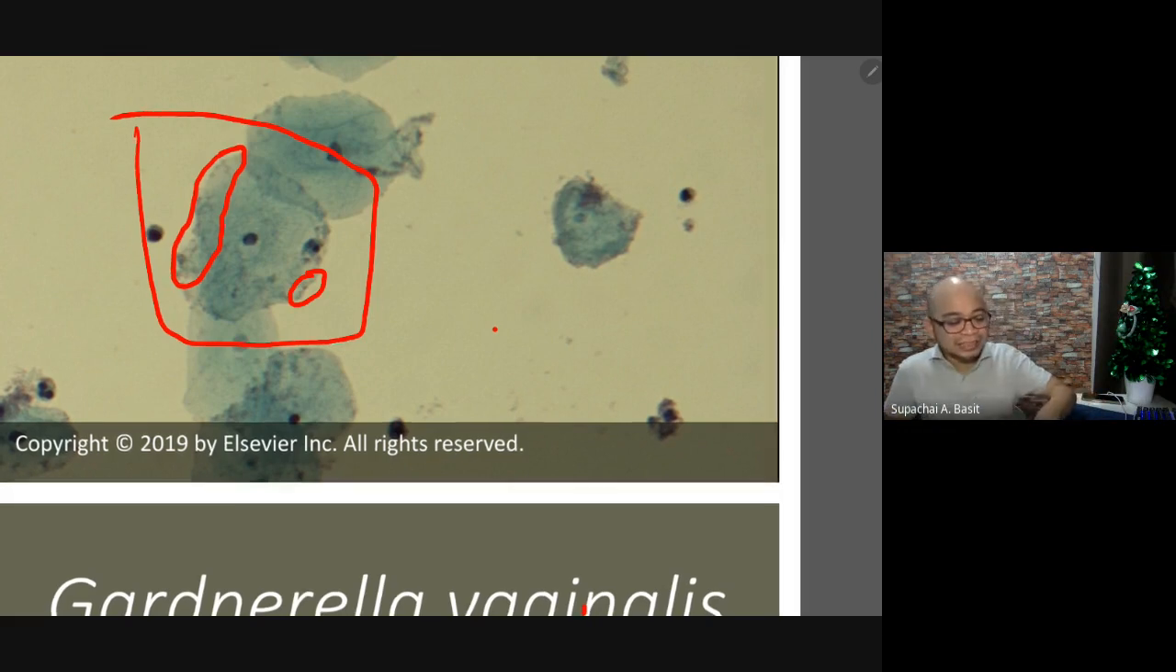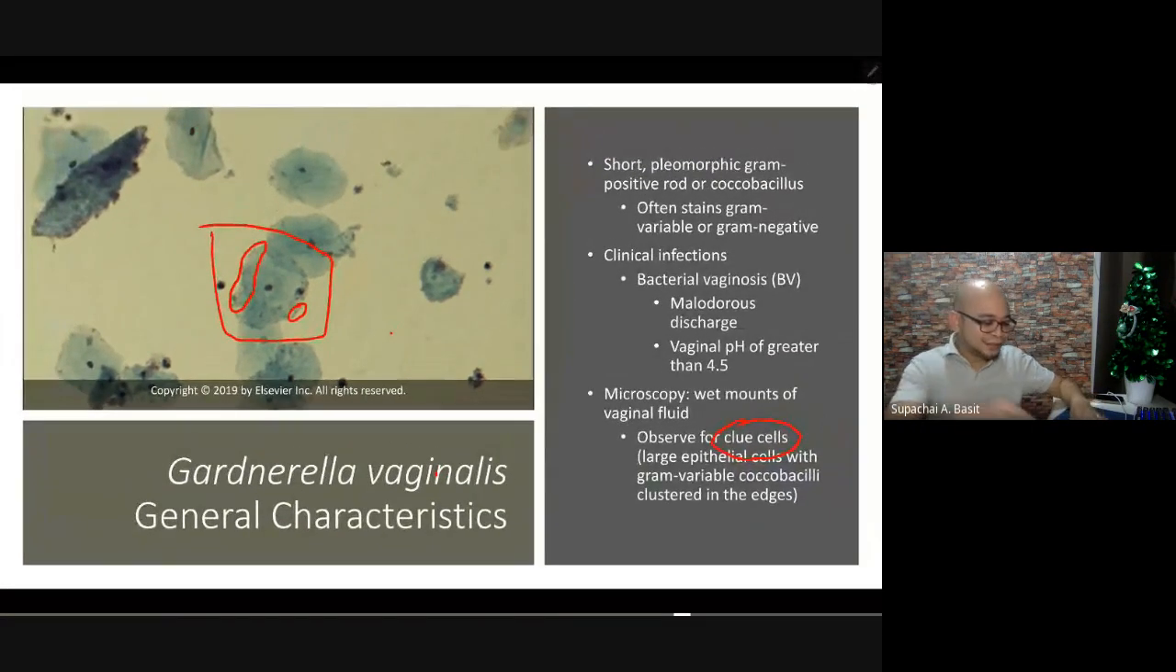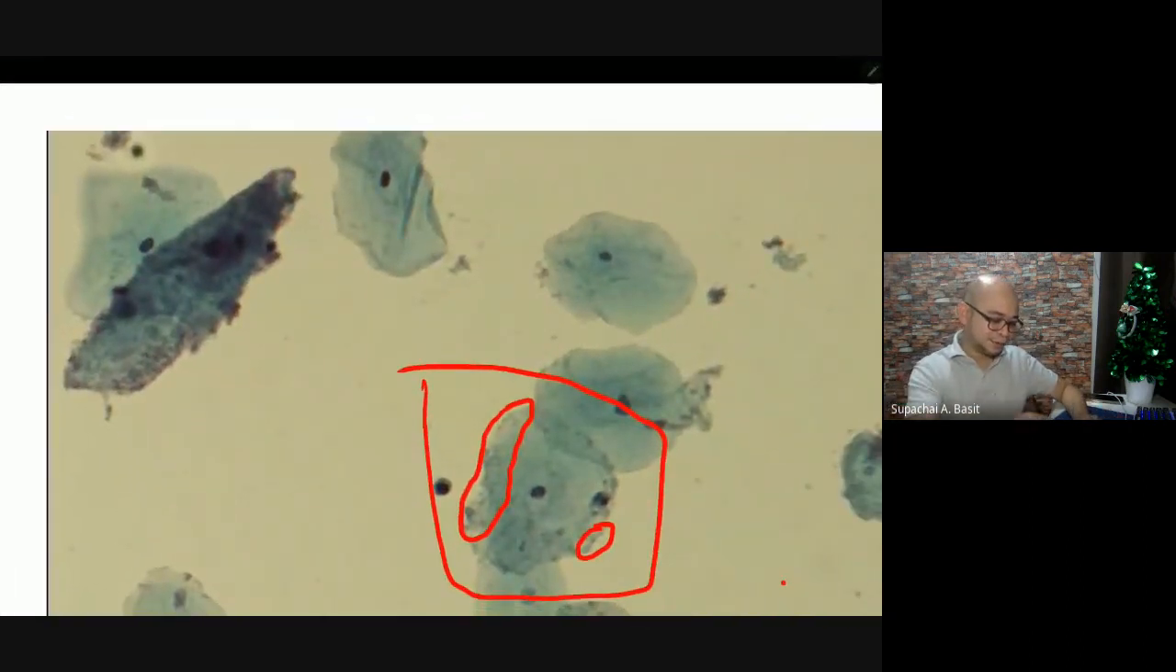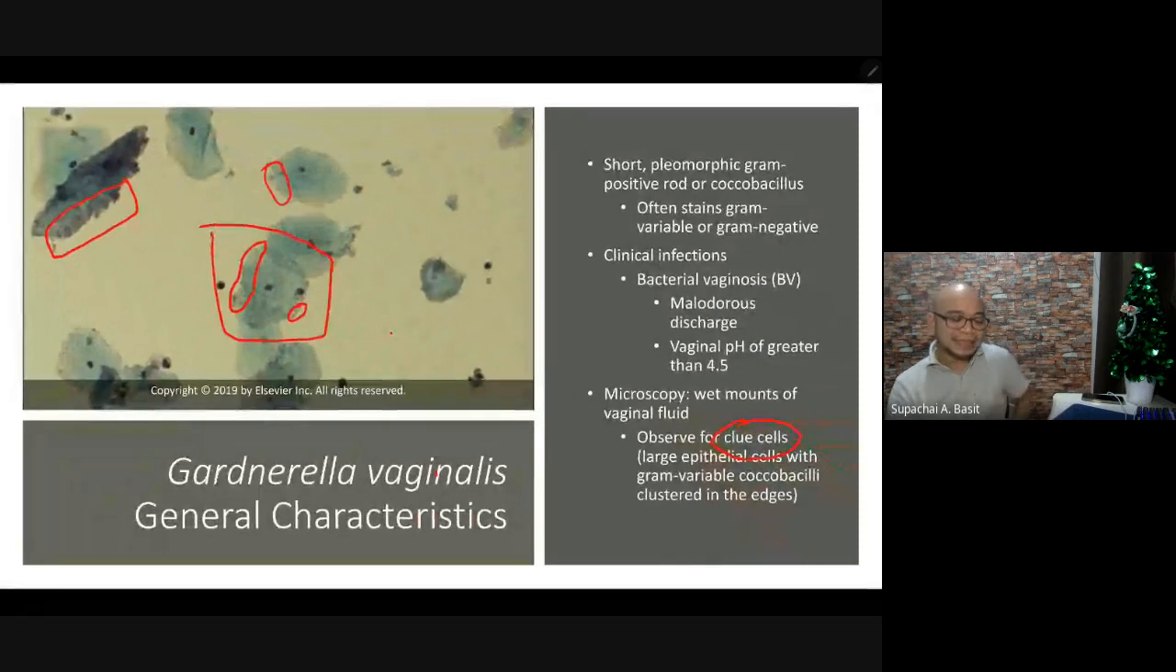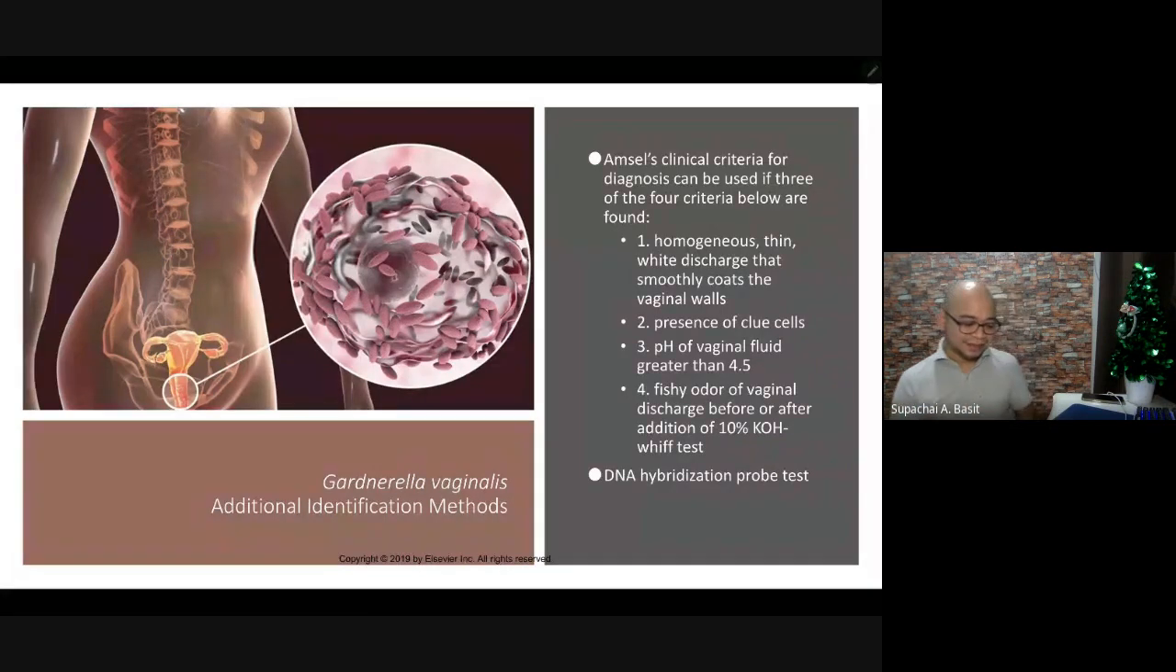You need to have a very good microscope to see this. Here is another example of bacteria on the edge of the epithelial cells. Another example. They're very small. It will really take a keen eye for us to see bacteria on the edge of the epithelial cell. So that's what you call a clue cell, and that is actually a characteristic of Gardnerella vaginalis.